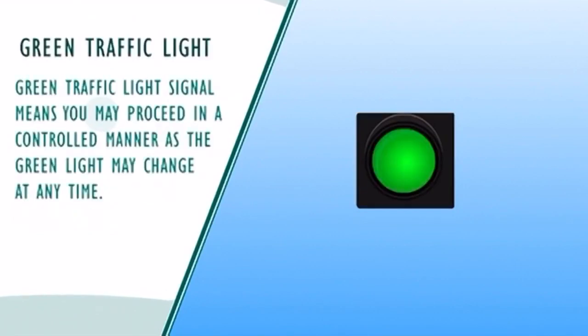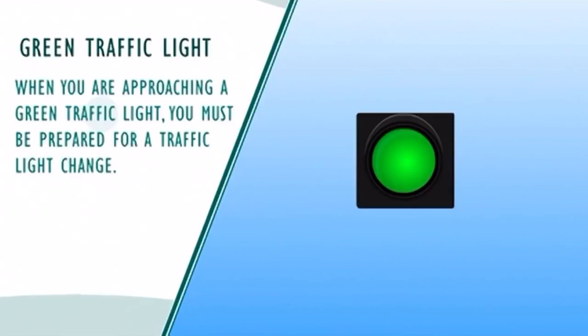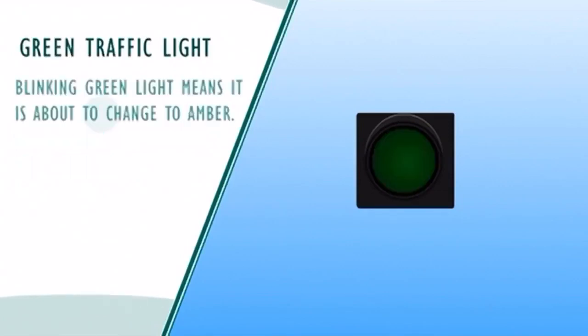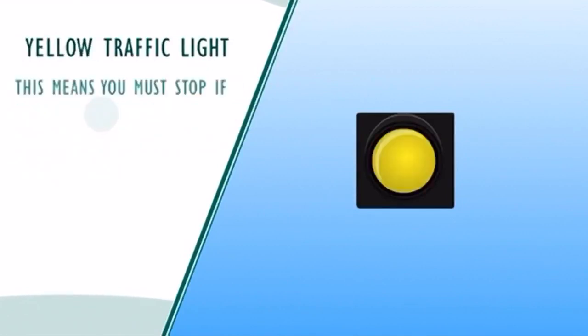A green traffic light signal means you may proceed in a controlled manner, as the green light may change at any time. When you are approaching a green traffic light, you must be prepared for a change. A blinking green light means it is about to change to amber. This means you must stop if safe to do so.